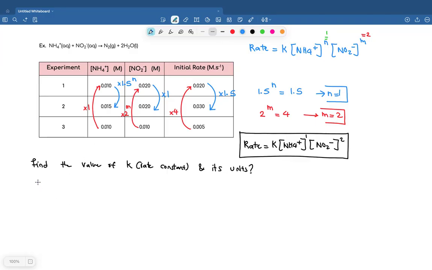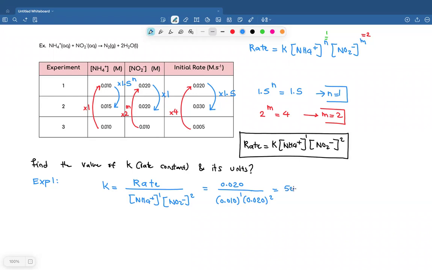For example, let's say we take experiment 1. Therefore K would be the rate over the concentration of NH4+ to the power of 1 times the concentration of NO2- to the power of 2. I'm just substituting the information of experiment 1: 0.02 over 0.01 to the power of 1, and then 0.02 to the power of 2. This way we can find K. The K value ends up being 5,000 after you plug it in the calculator. So this is just finding the value.